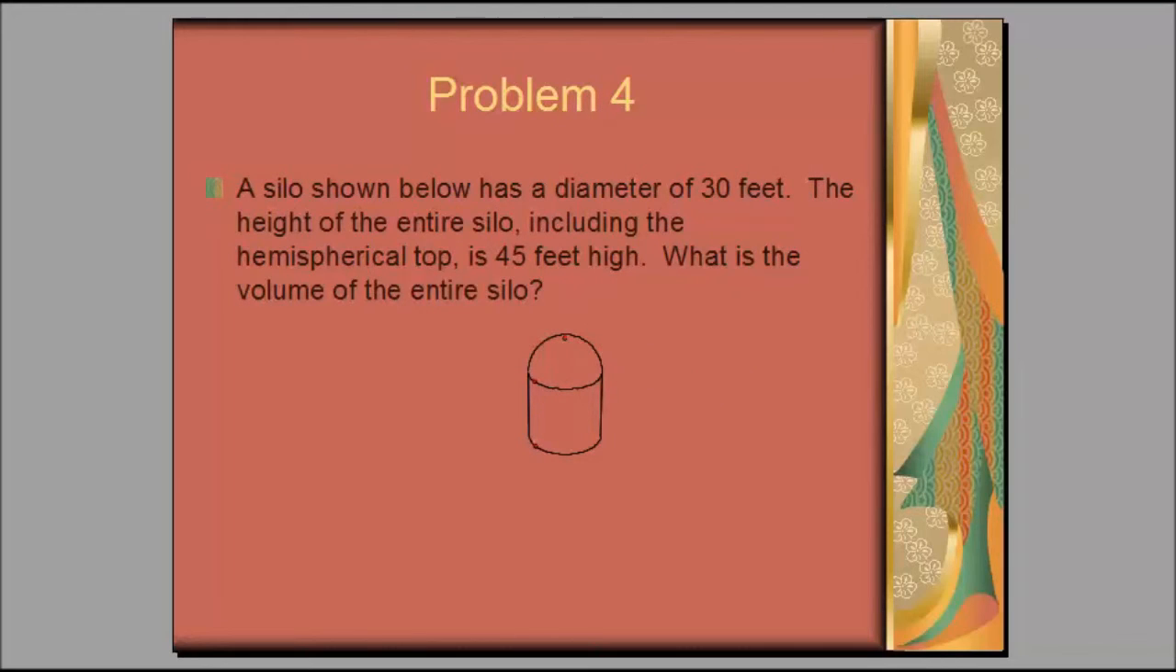You will recognize that problem 4 is exactly like one of the examples, only we've changed the numbers. A silo shown below has a diameter of 30 feet. The height of the entire silo, including the hemispherical top, is 45 feet high. What is the volume of the entire silo?